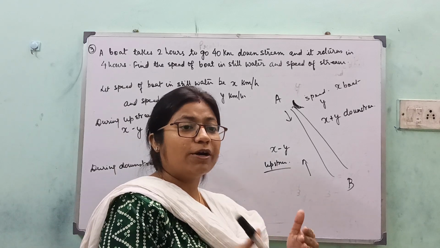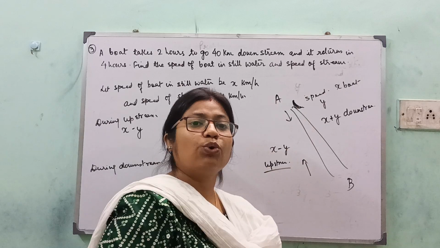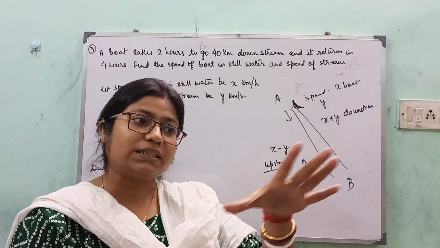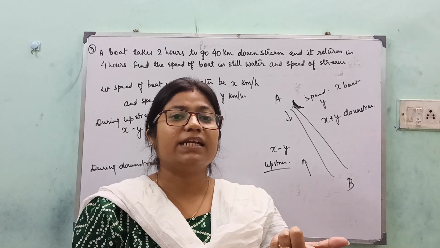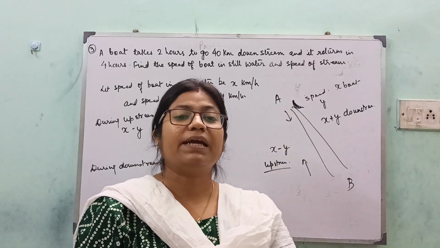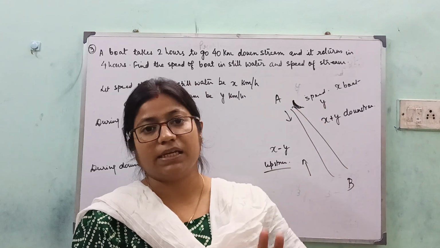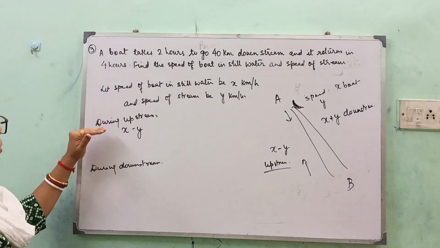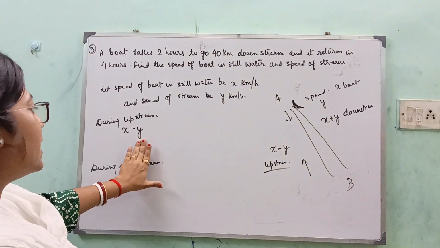Suppose you are going from your home to the market or coming from market to home. What is changing? The distance between home and market is the same. Your speed either increases, then your time decreases, or your speed decreases and thus your time increases. Alright. So during the upstream journey, the speed becomes x minus y.